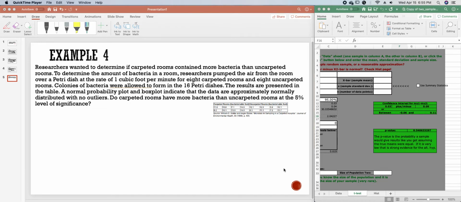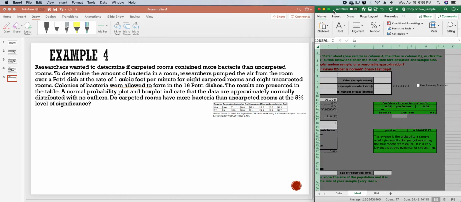Researchers wanted to determine if carpeted rooms contain more bacteria than uncarpeted rooms. To determine the amount of bacteria in a room, the researchers pumped the air from the room over a petri dish at a rate of 1 cubic foot per minute for 8 carpeted rooms and 8 uncarpeted rooms. Colonies of bacteria were allowed to form in the 16 petri dishes.